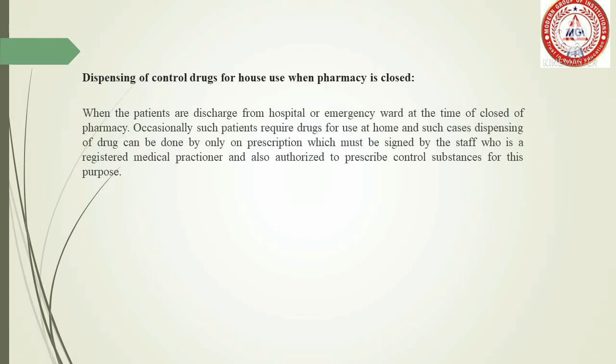Next, dispensing of controlled drugs for house use when the pharmacy is closed. This applies when patients are discharged from hospital or the emergency ward at the time of pharmacy closing. Occasionally, such patients require drugs for use at home, and in such cases dispensing of the drug can be done only on prescription, which must be signed by a staff member who is a registered medical practitioner and also authorized to prescribe controlled substances for this purpose.